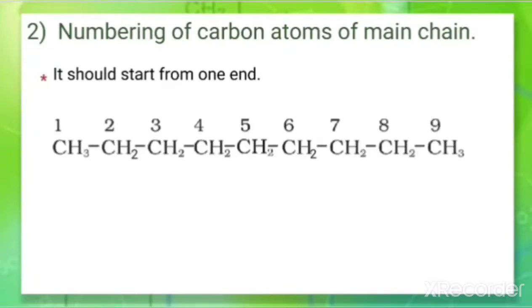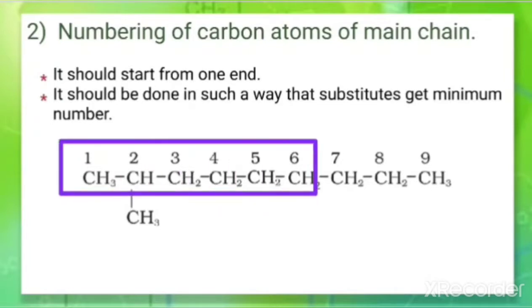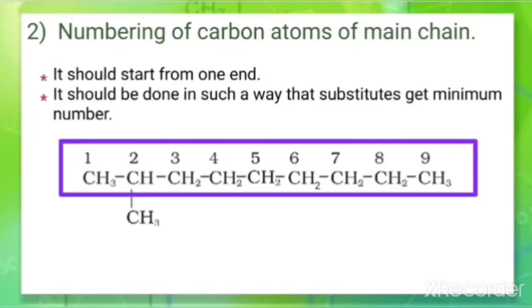That is the previous example we have done. In this example the numbering can be done from either side, because in both cases you will get the same name. But if there is a substituent like this, in that case we have to start the numbering from the end from where the substituent gets the minimum number. Before doing that, let us make the box for the main chain. The 9 carbon chain is the main chain. So we'll box the main chain and circle the substituent.